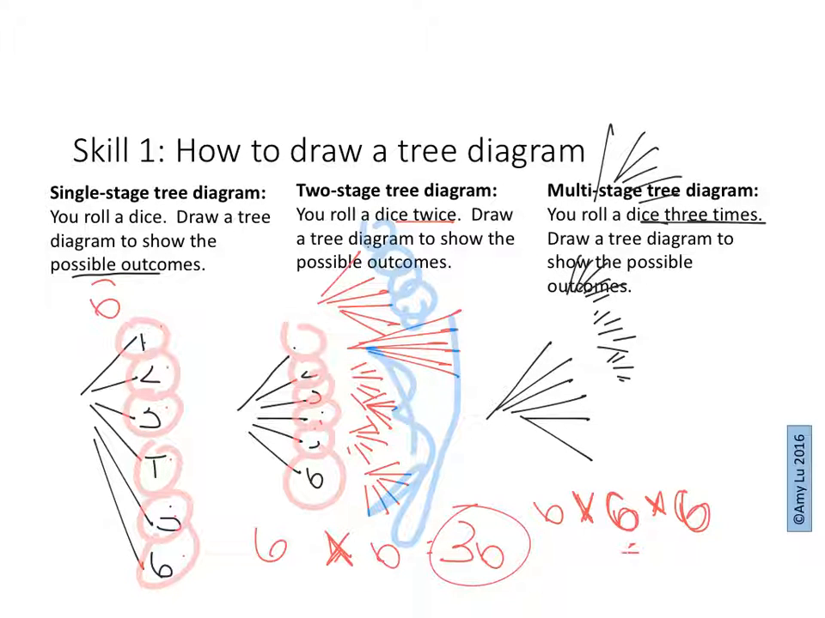So in total, you have 216 different sets of outcomes possible in a 3-stage tree diagram. So again, single stage, 1 set of branches, 1 set of outcomes. 2-stage, 2 sets of branches, 2 sets of outcomes. And you multiply the total number of outcomes for each round to get your total. And in multi-stage, well, it depends on how many, but again, you keep branching off until you get all your outcomes.